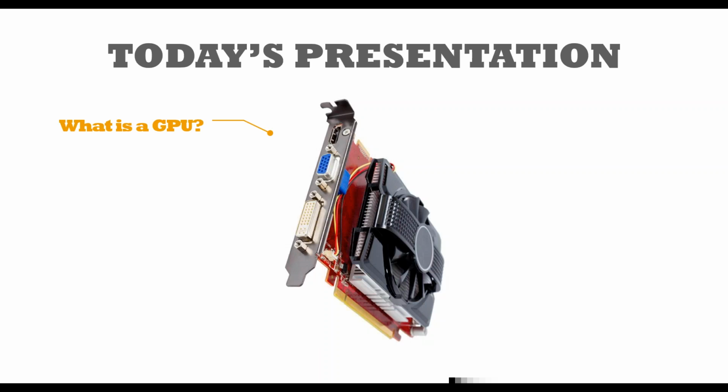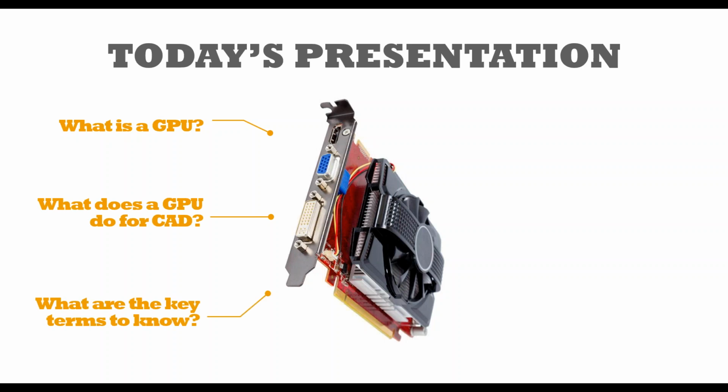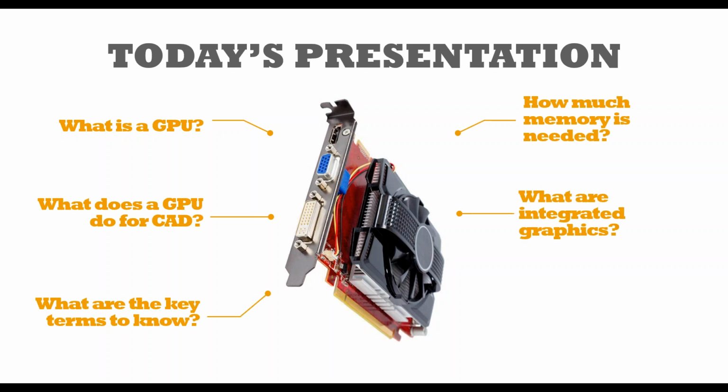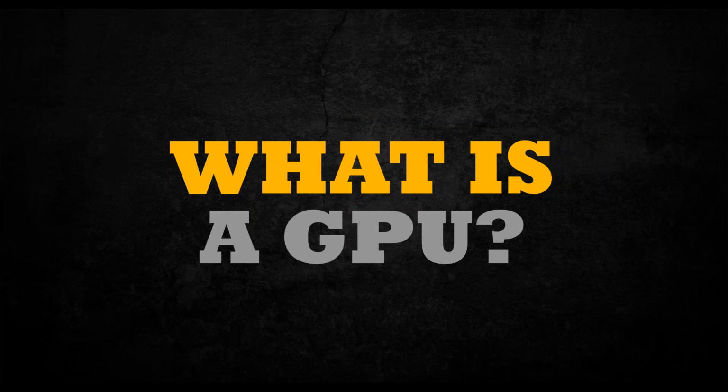So we'll go ahead and spin forward here and just talk about some of the topics that we want to cover. So basically, what is a GPU? What does a GPU do for your CAD applications? What are some of the key terms that you would need to know, so the buzz phrases and buzzwords and things that you might see in marketing literature? How much memory is needed? What are integrated graphics versus discrete graphics? How do I specify the right GPU for my requirements? So these are just some of the typical things, and that's what we'll try to focus on in the presentation today. Let's start at the beginning.